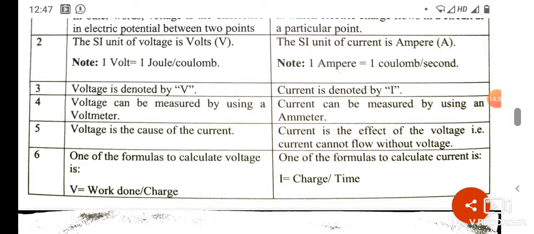Voltage is work done per unit charge. Unit work done by unit charge is 1 volt. Similarly, charge per time is current. Amount of charge per unit time is current.